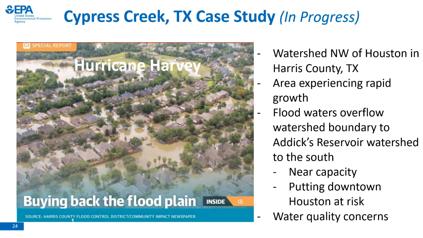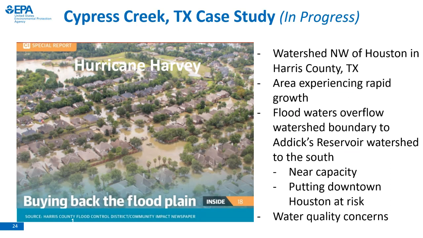As you can see from the picture on the left, there were significant flooding impacts and damage associated with Hurricane Harvey, as well as earlier storms in the system. This is a concern not only for the local watershed residents, but also for downtown Houston, because the floodwaters actually overflow the watershed boundary to Addicks Reservoir watershed to the south. Addicks Reservoir was constructed to protect downtown Houston, but it's already near capacity, so adding additional floodwaters to it put the downtown communities in Houston at risk.